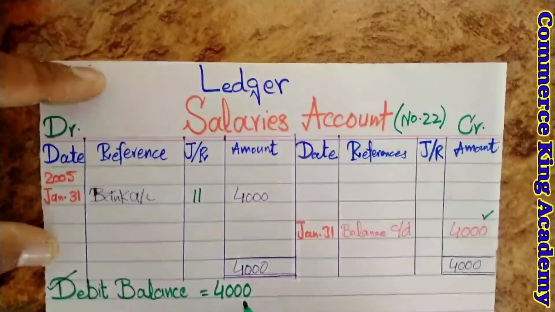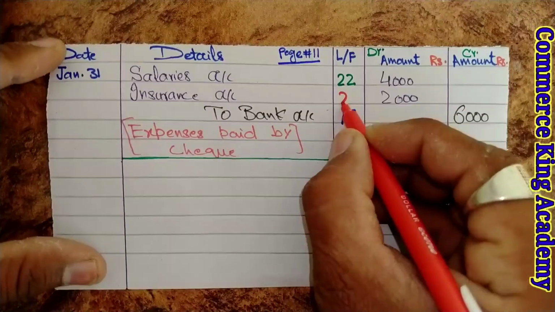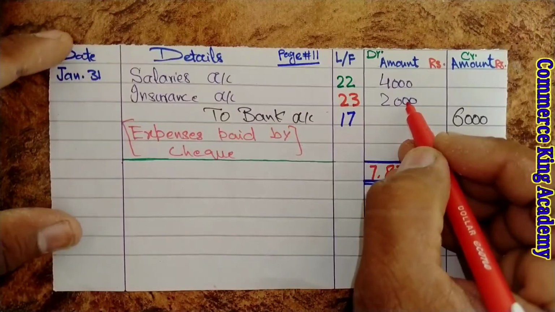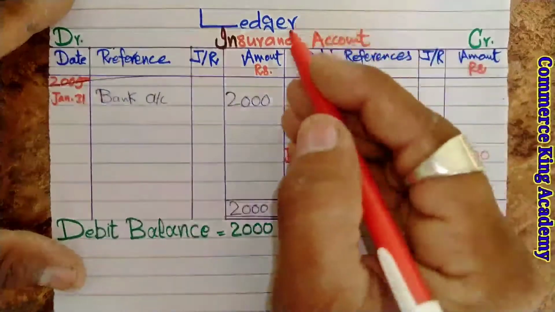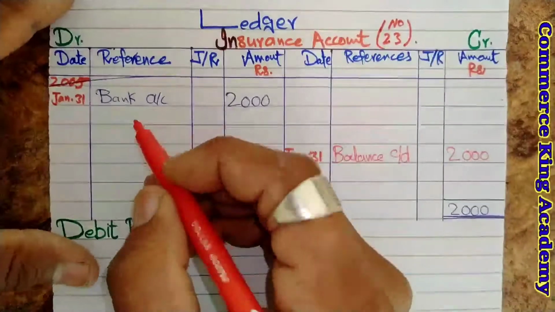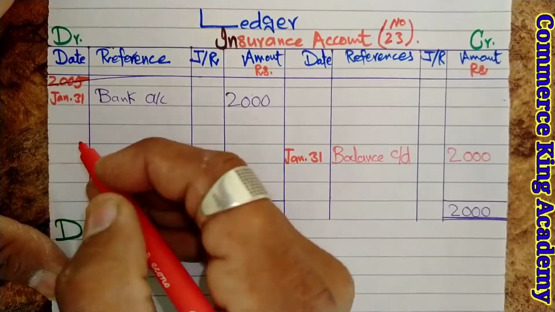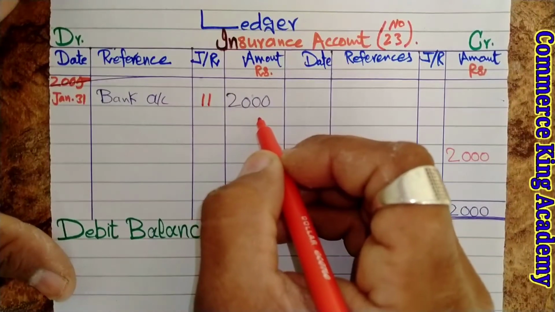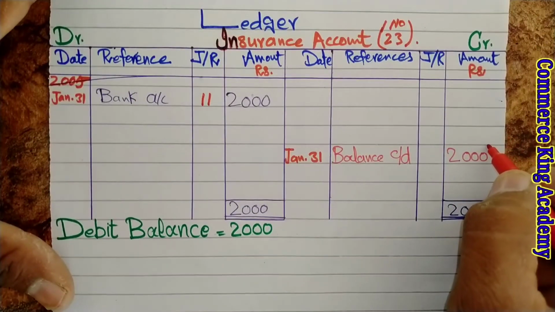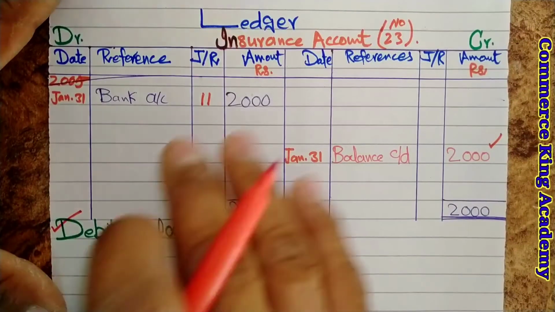Our last account for making a ledger account is insurance account, ledger folio number 23. So insurance account is debited by bank account, amounting to 2000 rupees, dated Jan 31st. This is the ledger account of insurance account with ledger folio number 23. The insurance account was debited in the general account by bank account on Jan 31st, with general reference number 11, amounting to 2000 rupees. We have totals on the debit side and the credit side, and ultimately the difference of 2000 rupees on the credit side. So the debit side is heavier than the credit side, and we have a debit balance of insurance account of 2000 rupees.